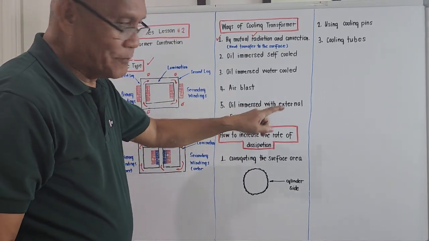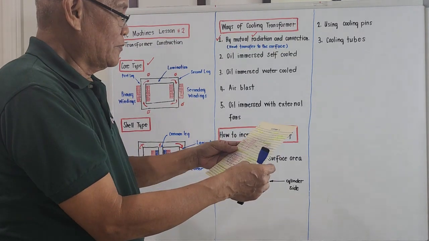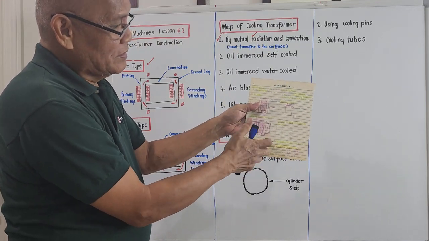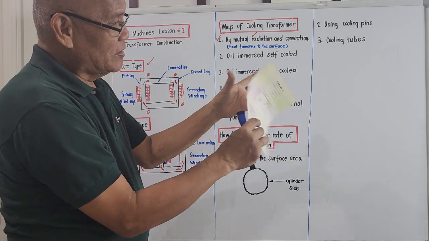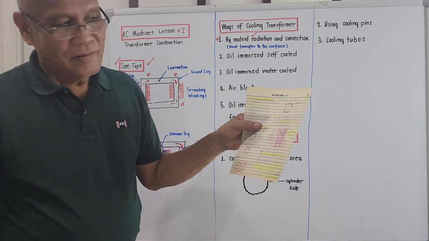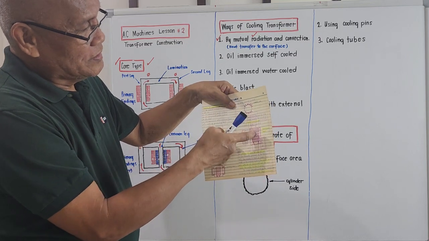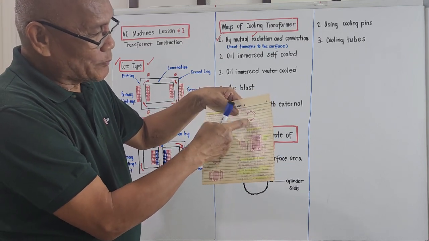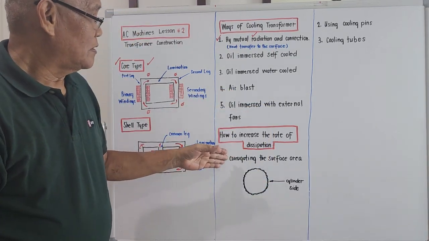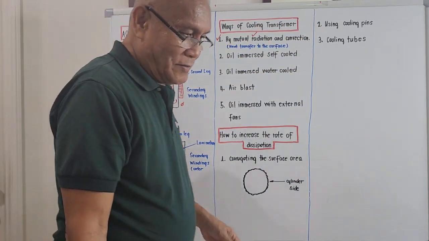Oil immersed with external pins. I think I have shown you this one. Oil immersed with external pins. Oh, this one. The other type of pin is something like this. Okay. The way it is constructed, these are pins. So that's one way also of increasing the surface area for dissipating heat. Oh, that's it. Using cooling pins and cooling tubes. Okay, that's it, guys.